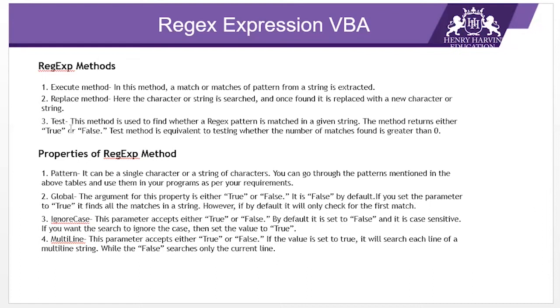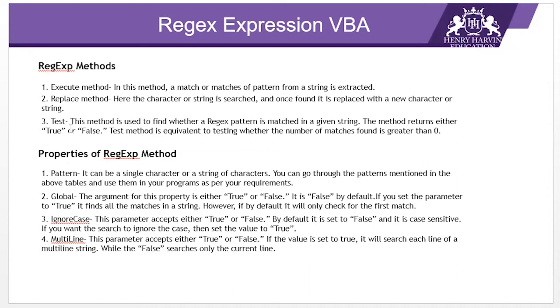There are properties of the regex method: the pattern, which we have to define. Global means that if you have a string with multiple lines, you want your pattern to be searched in all the lines, and you can set global to true or false subject to the requirement. Ignore case: if you have to find something case sensitive, you can set ignore case to true or false subject to the requirement. Then there is multi-line.